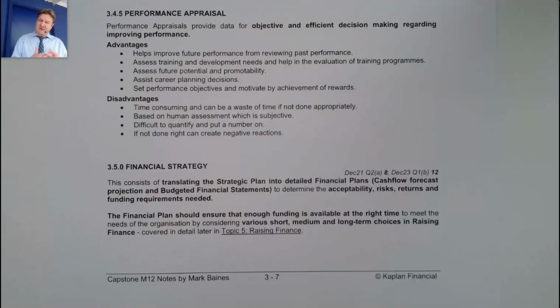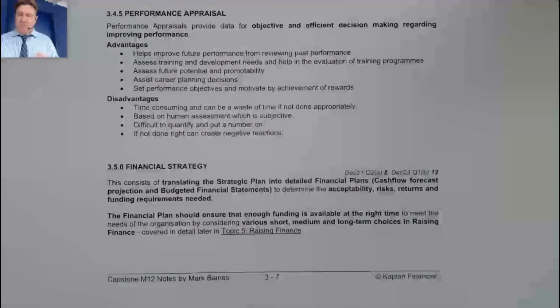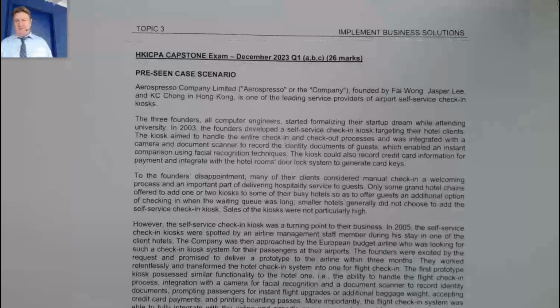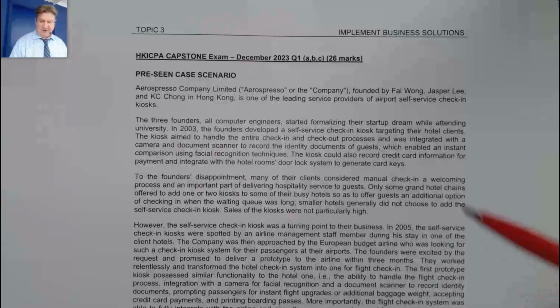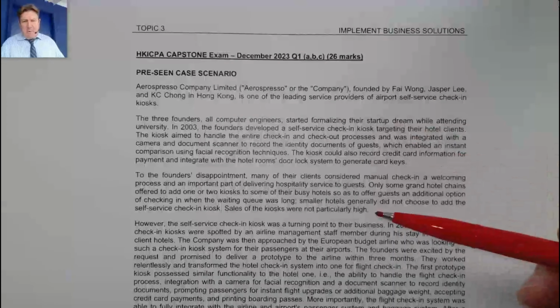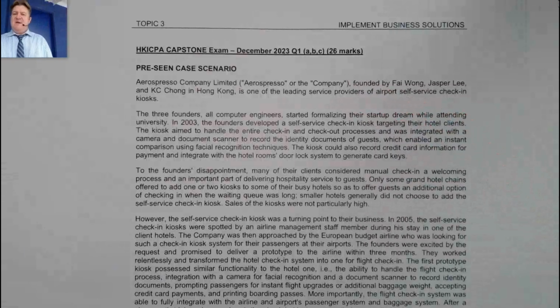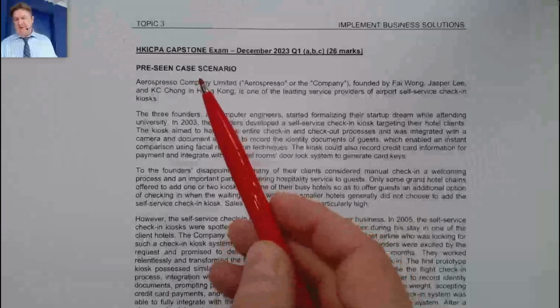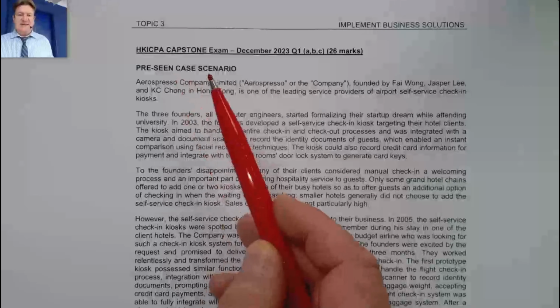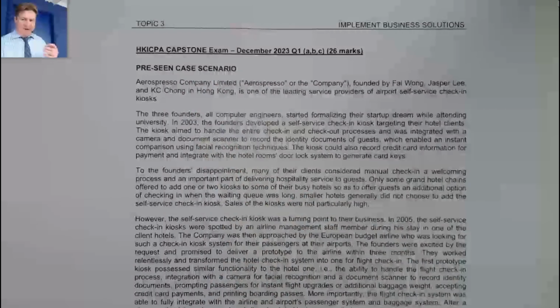Now, what we do during the actual course is go through topic by topic. We learn, we go through examples, and then we spend a lot of time on question practice. With each of the questions, I first introduce important points that were raised in the pre-seen case scenario. Like I mentioned, this is a week before the actual exam, 5 working days. You get this pre-seen scenario, and then on exam day, you get additional information.